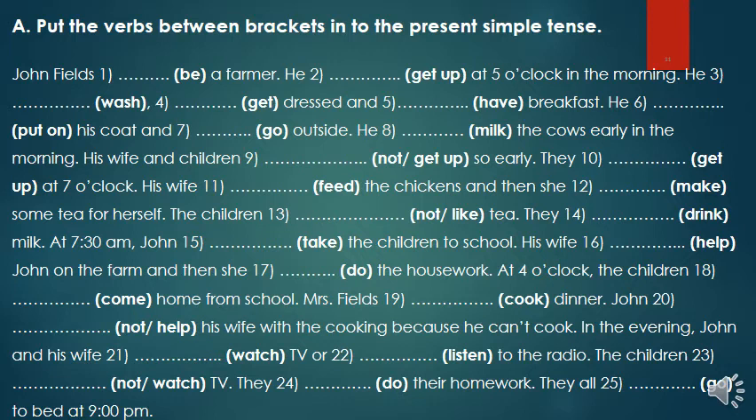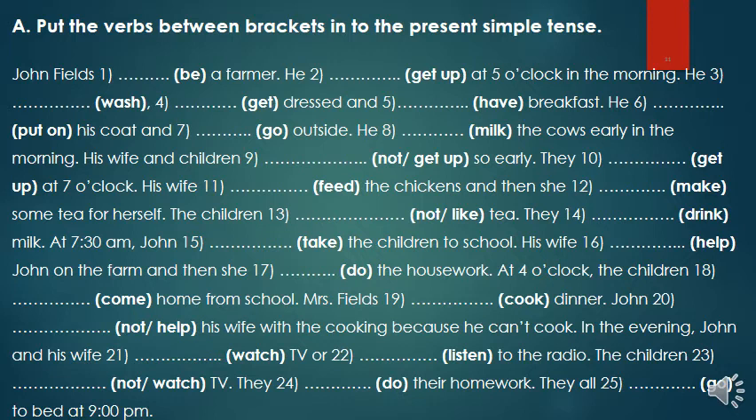Cooks dinner. John doesn't help. Not shows that we have a negative form here, which is either do or does. As we said before, John is a singular noun. So we say John doesn't help his wife with the cooking because he can't cook.